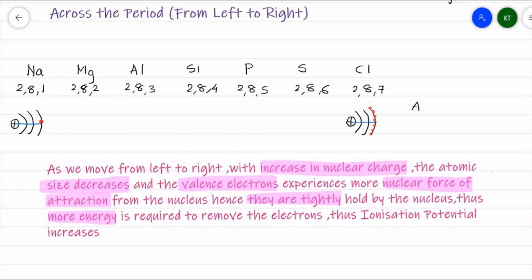So atomic size decreases and ionization potential increases. Sodium has a larger size, so less IP. Chlorine has a smaller size and more IP. So from left to right, the ionization potential increases.